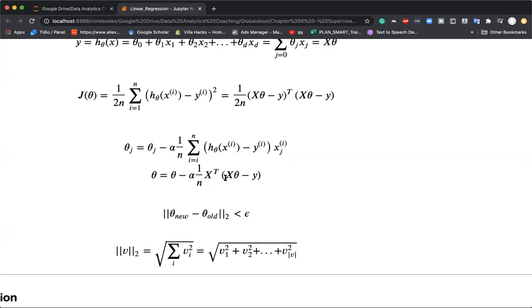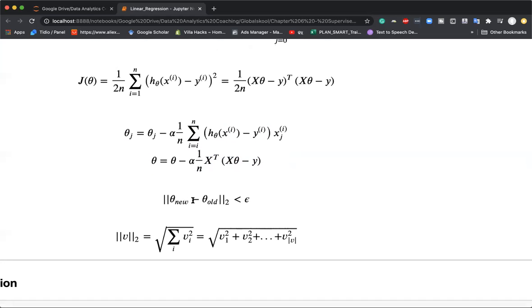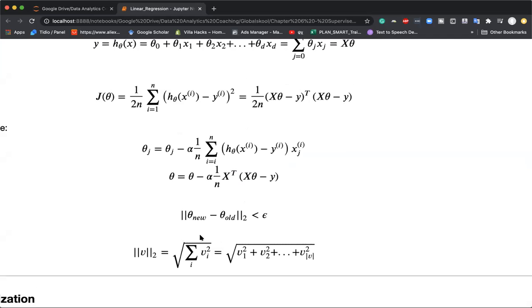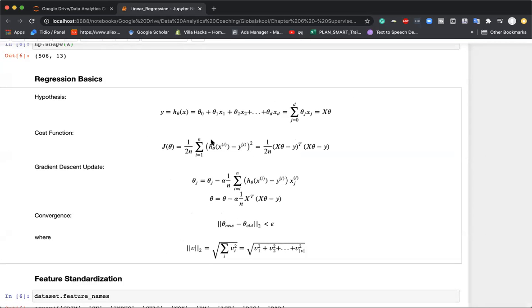So again, this makes our job very simple. We don't have to implement this loop. We can directly write this equation and that will solve our problem. This is our criteria for convergence, and this criteria for convergence is L2 norm, and L2 norm is given by this equation. So this is a quick cheat sheet of the formulas that we'll be using.